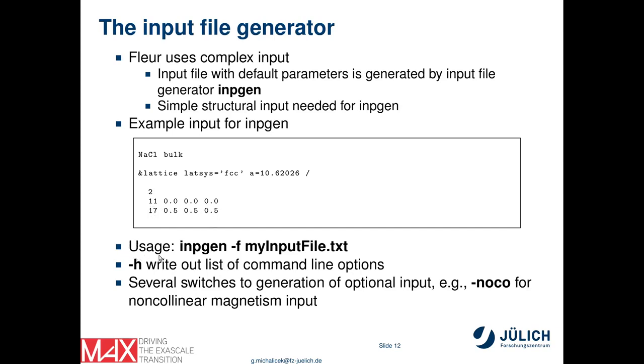So we use the input generator by invoking intgen with -f to indicate the input file, and here the input file is called myInputFile.txt, but it can have every name you want to give it. You can also invoke it with the option -h, and then you will see a list of command line options that you have, and some of these command line options provide additional parameterization in the FLEUR input file. For example, this -noco switch also gives some default parameters for noncollinear magnetism input.